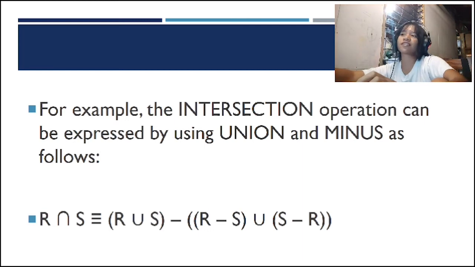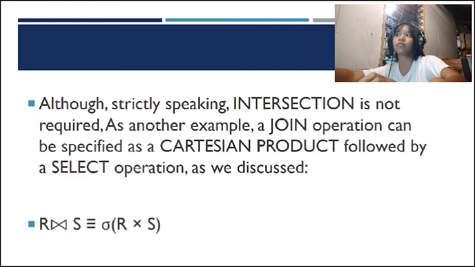Although strictly speaking, intersection is not required. As another example, a join operation can be specified as a Cartesian product followed by a select operation, as we discussed. R join S is identical to select applied to R Cartesian product S.